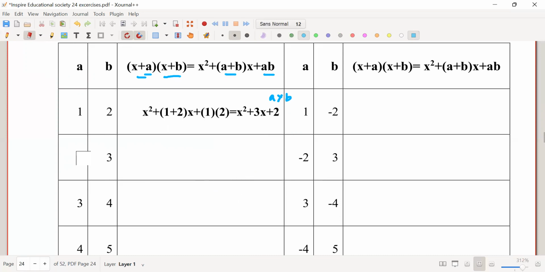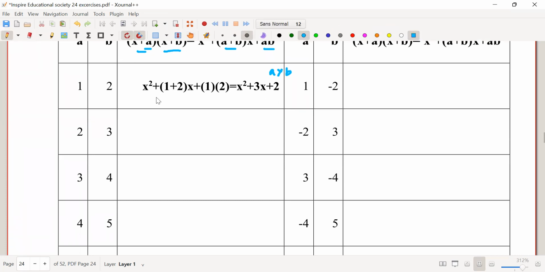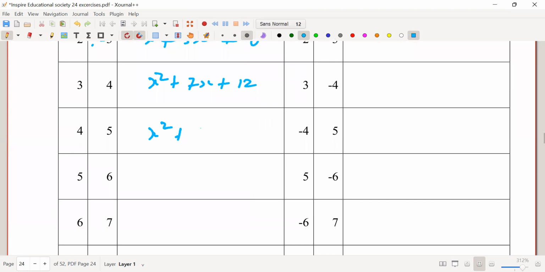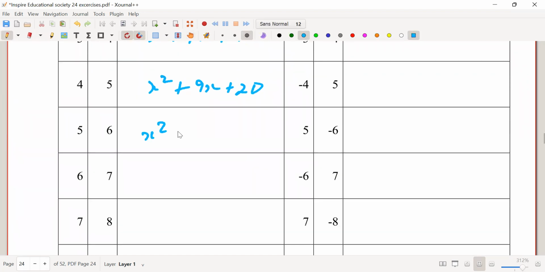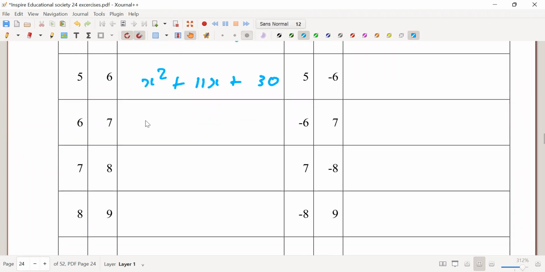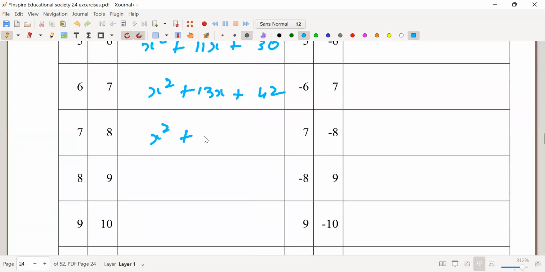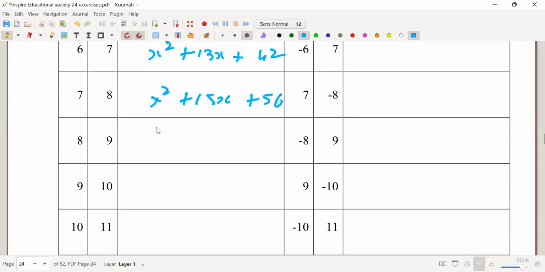In this exercise, you have A and B. Both are positive, no problem. I'm going to form a quadratic equation with these. X squared, A plus B, 2 plus 3 is 5, so 5X, plus AB, 6. A into B, 6. X squared plus 7X plus 12. X squared plus 9X plus 20. X squared plus 11X plus 30. X squared plus 13X plus 42. X squared plus 15X plus 56. X squared plus 17X plus 72.